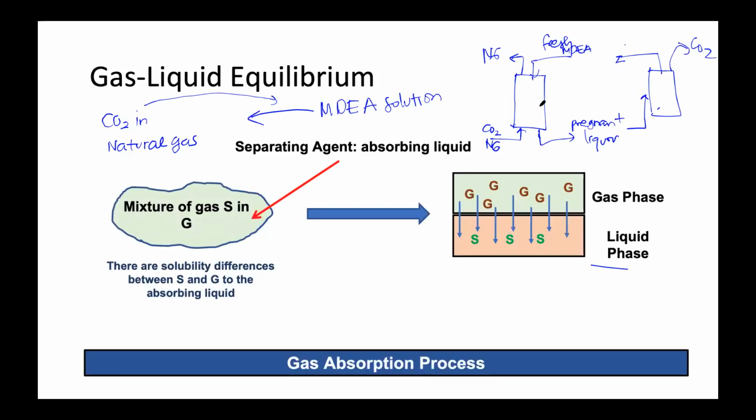Yeah, in the absorption process, you have a gas that contains a solute, or S here. For example, we have 1% of carbon dioxide in natural gas, and we want to clean the natural gas. We want to remove the CO2. So we're going to put the natural gas into an absorber column. The absorber column is also very high. Yeah, it's like a tower.